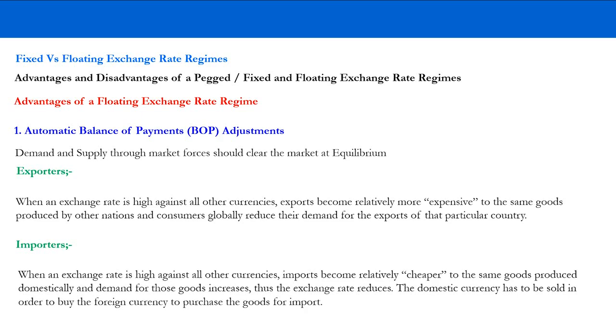In this instance, automatically adjust lower. And the domestic currency has to be sold in order to buy the foreign currency to purchase the goods for import. So when you have a high currency value, this makes the same goods that you produce domestically at home, the same goods abroad, they become cheaper. So the exchange rate, through exports and imports and through the market mechanism, is supposed to self-adjust.